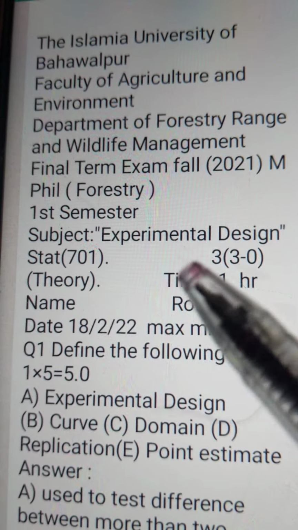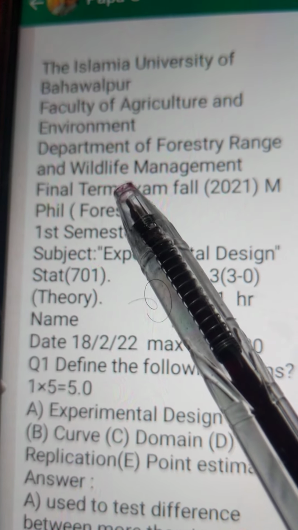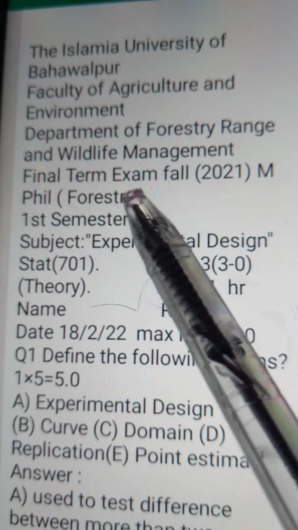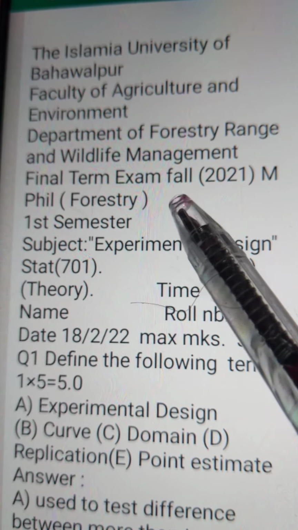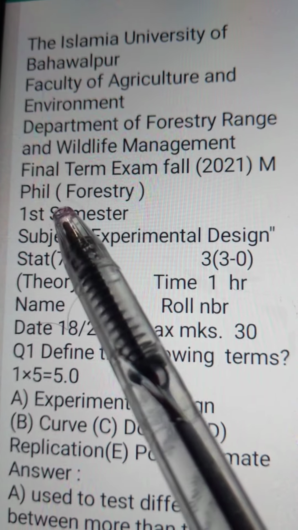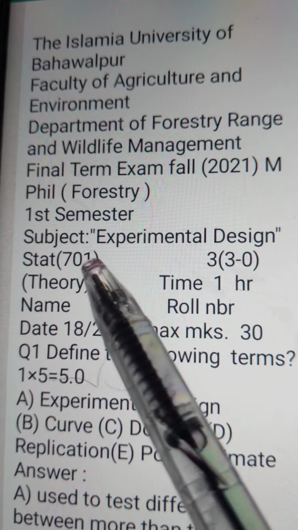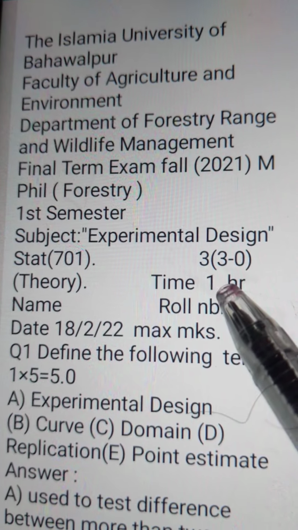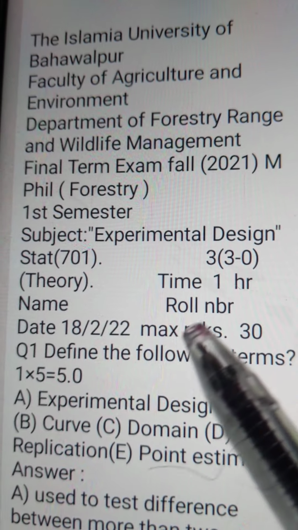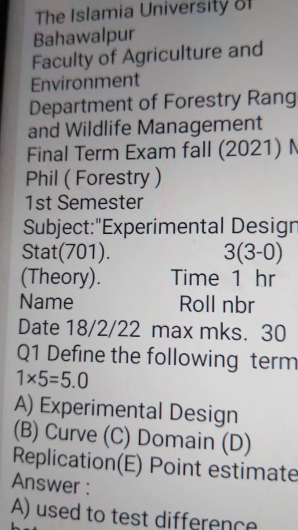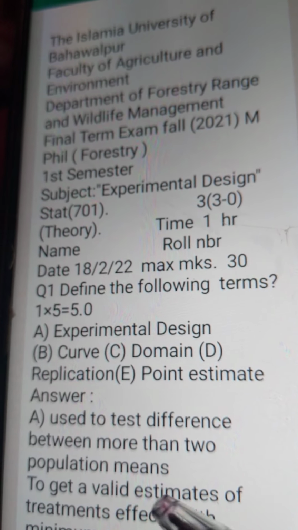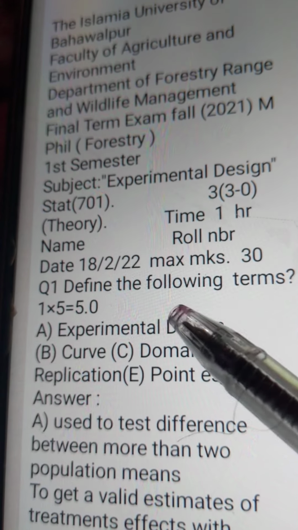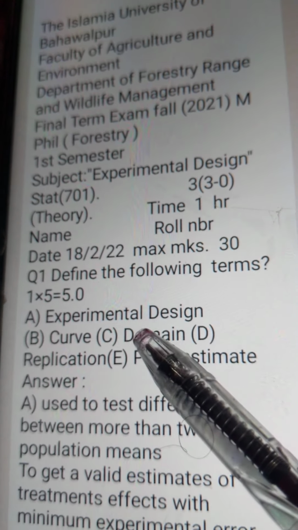This is the solved paper of the Department of Forestry, Range and Wildlife Management, final term exam for 2021, MPhil Forestry, first semester. Subject: Experimental Design, Stat 701, credit hours 3+0, time 1 hour, maximum marks 30. Define the following terms.